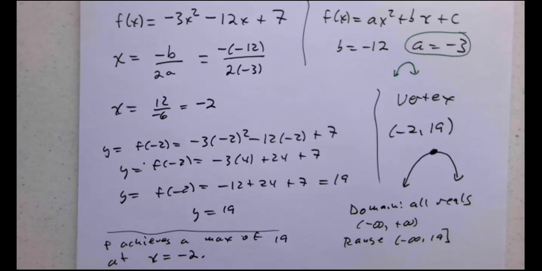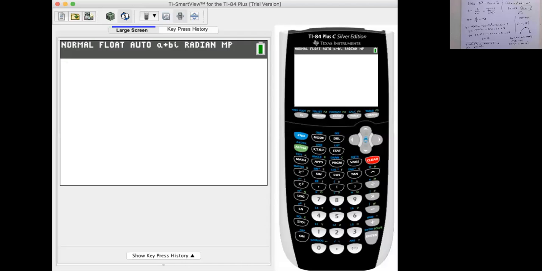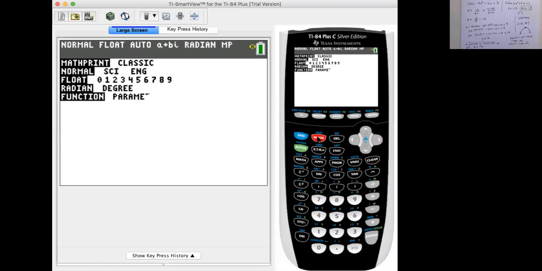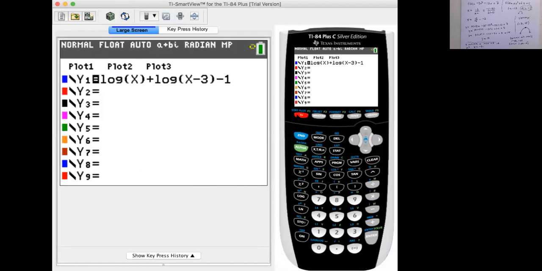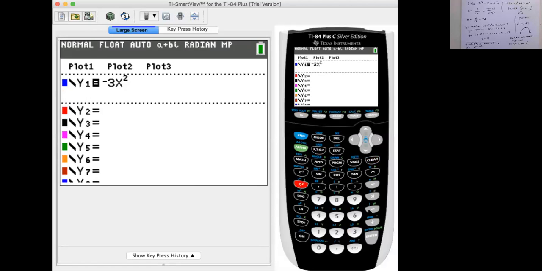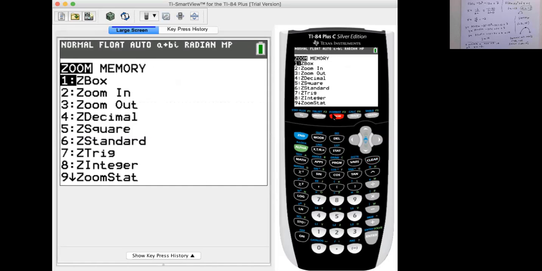Now, this can all be verified on the graphing calculator, so let's take a look at that. So make sure you're in function mode, and I am. Go to y equals, and we're going to go with negative. The negative button is down here, negative 3x squared minus 12x, minus button is here, minus 12x plus 7. Now, you may want to start with zoom standard first, but you'll notice that's not going to go high enough.